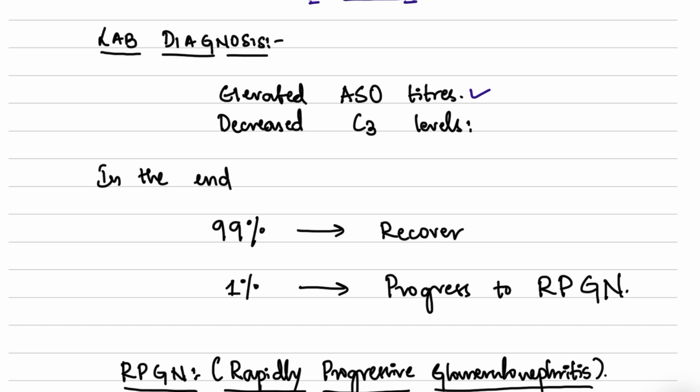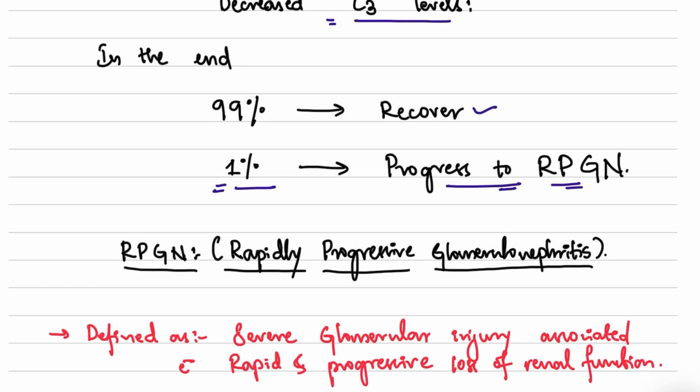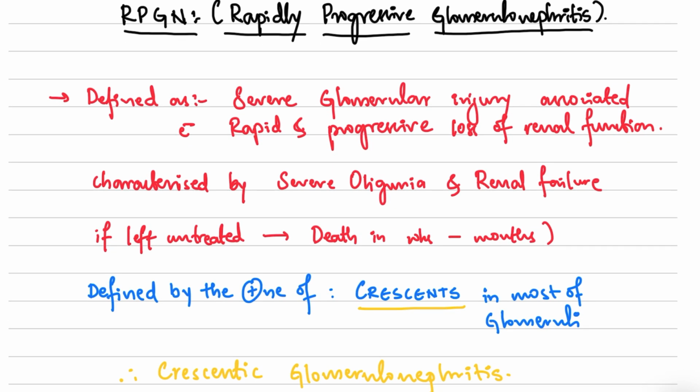Anti-streptolysin O titers are very elevated, and there is reduced complement 3 levels because complement 3 is getting deposited in the glomerular mesangium and basement membrane. So there is reduced complement 3 in the blood. What happens in the end? In the end, 90% of patients of PSGN usually recover. We just have to give symptomatic treatment, reduce the hypertension, reduce the edema, and very rarely 1% of the patients will progress to RPGN, rapidly progressive glomerulonephritis. In the next lecture, we are going to discuss rapidly progressive glomerulonephritis. Alright, so moving on to rapidly progressive glomerulonephritis.